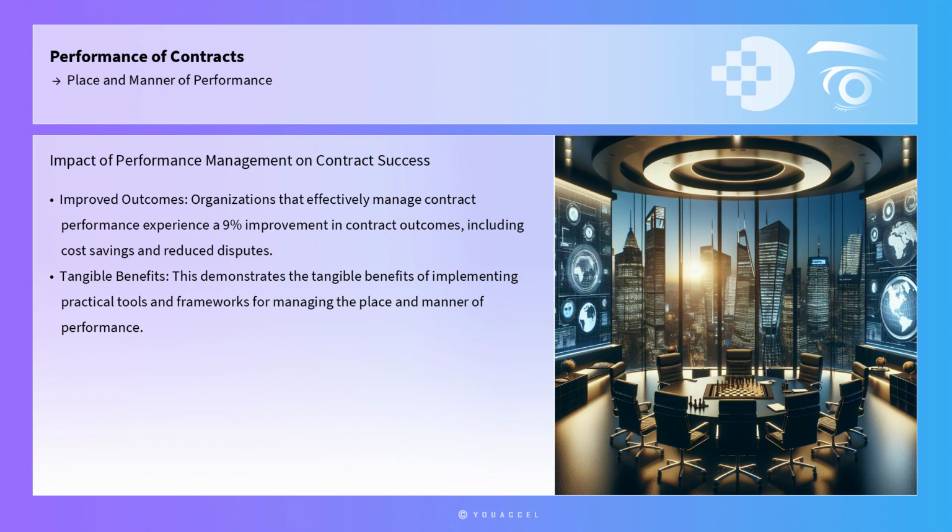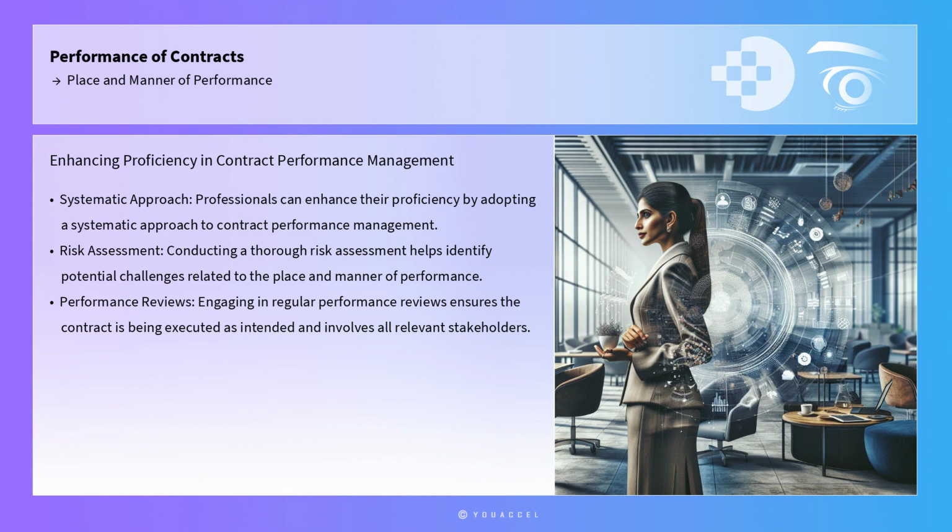Statistics further highlight the impact of performance management on contract success. According to a study by the International Association for Contract and Commercial Management, organizations that effectively manage contract performance experience a 9% improvement in contract outcomes, including cost savings and reduced disputes. This demonstrates the tangible benefits of implementing practical tools and frameworks for managing the place and manner of performance. Professionals can enhance their proficiency in this area by adopting a systematic approach to contract performance management.